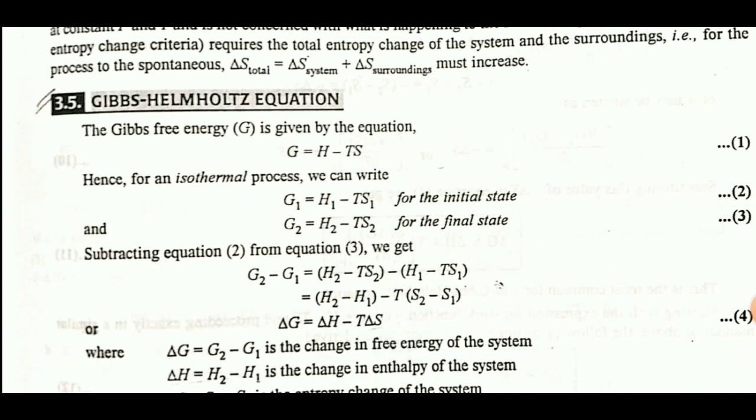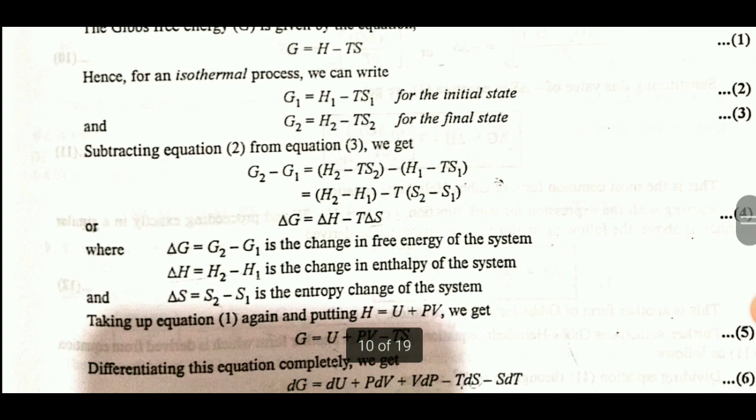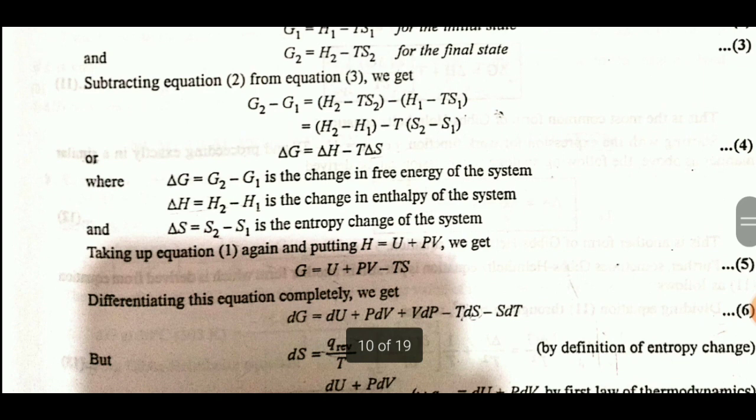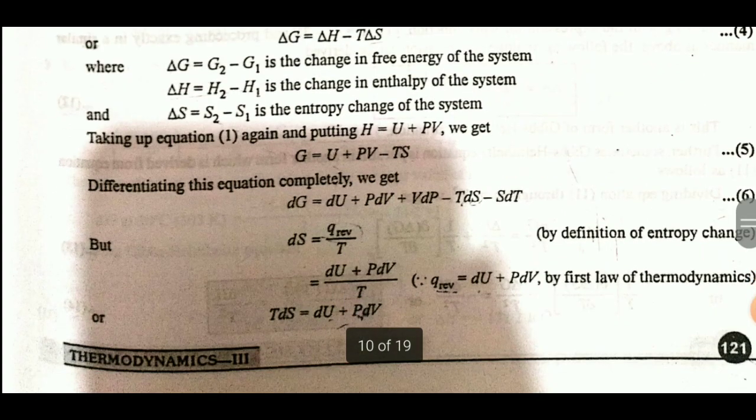Gibbs-Helmholtz equation. The Gibbs free energy G is given by the equation G is equal to H minus TS. Hence, for an isothermal process, we can write G1 is equal to H1 minus TS1 for the initial state, G2 is equal to H2 minus TS2 for the final state. Subtracting equation 2 from equation 3, we get delta G is equal to delta H minus T delta S, where delta G is equal to G2 minus G1 is the change in free energy of the system, delta H is equal to H2 minus H1 is the change in enthalpy of the system, and delta S is equal to S2 minus S1 is the entropy change of the system.